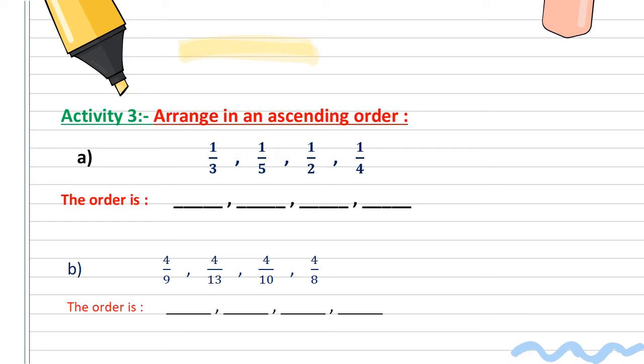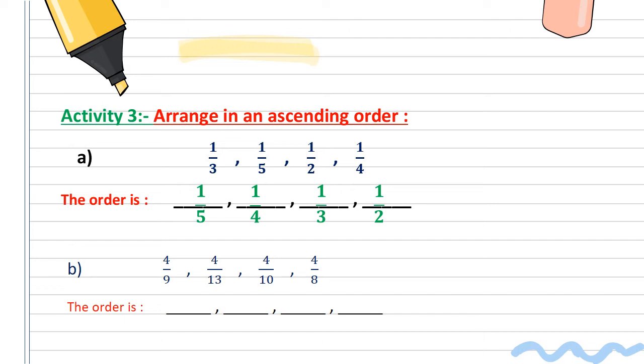Okay, Primary 3? Now, which one here is the biggest denominator? 5, 1 over 5, so it's the smallest one. Look again to the biggest denominator. 1 over 4. Then 1 over 3 and 1 over 2. Now we arrange them from the smallest to the biggest in ascending order.